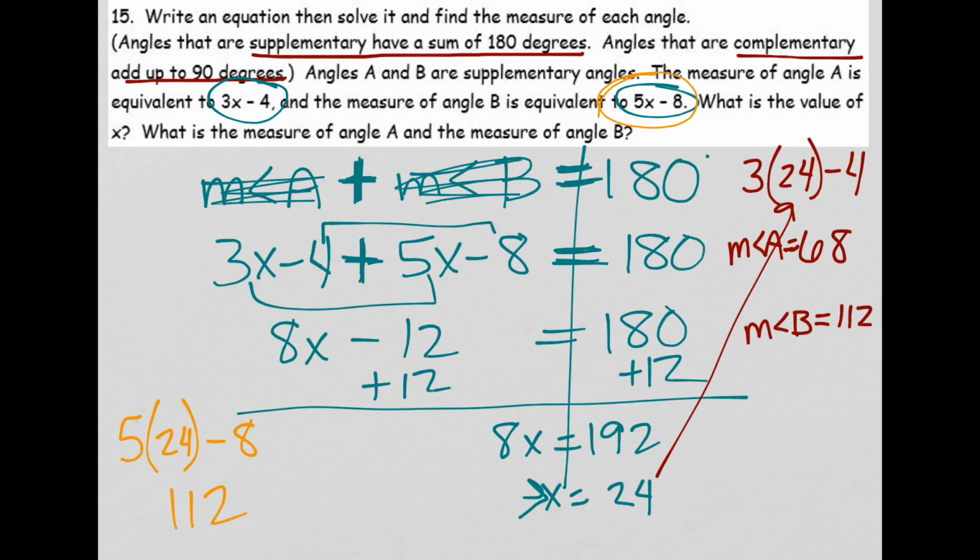So on these angle ones, sometimes they're equal. Sometimes they add up to 180. Sometimes they add up to 90. You have to remember the vocabulary words so you know how to set up the equation.